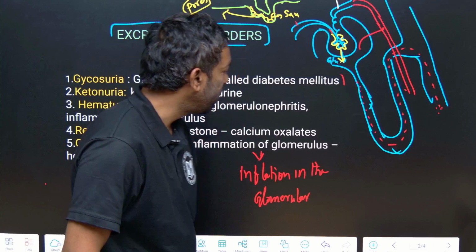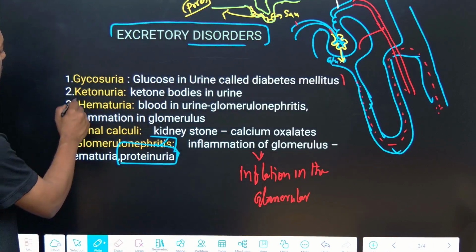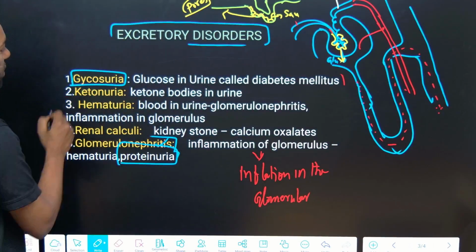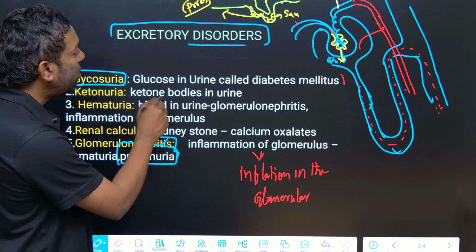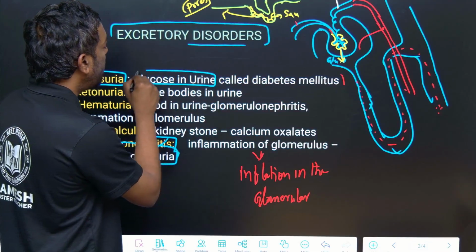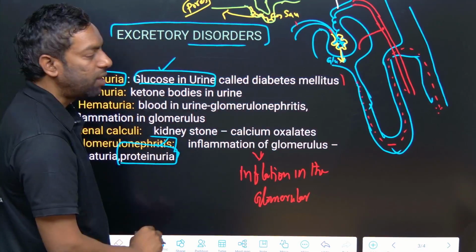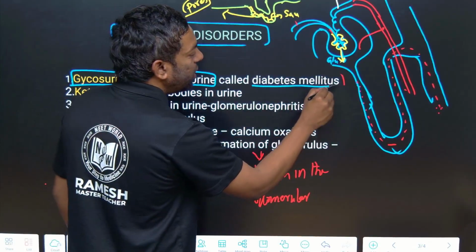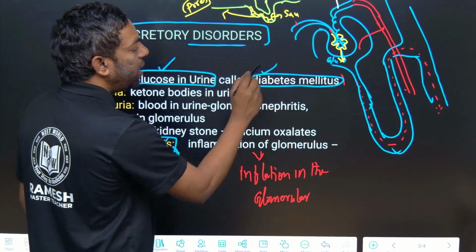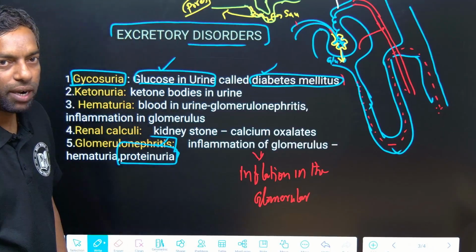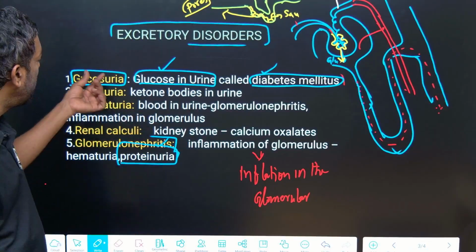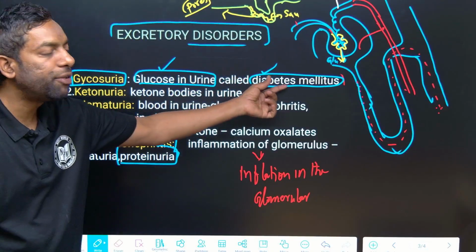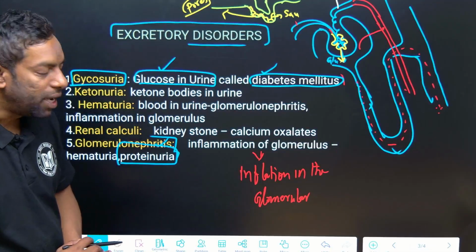Before the next slide, we will again revise glycosuria. It is a disorder of the kidney. Glucose in the urine we call glycosuria. The disease is diabetes mellitus. Glucose presence in the urine we call glycosuria, and that disease we call diabetes mellitus.